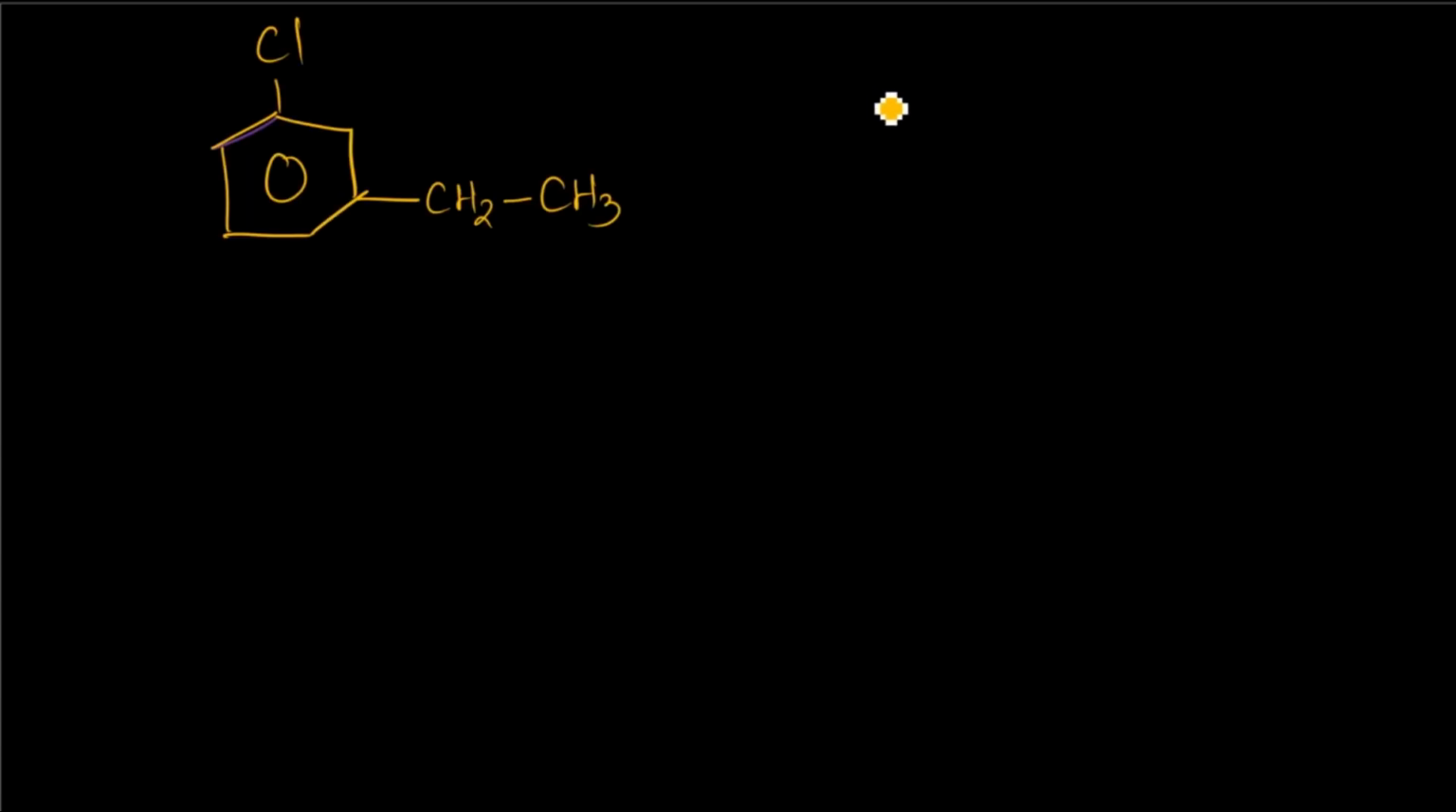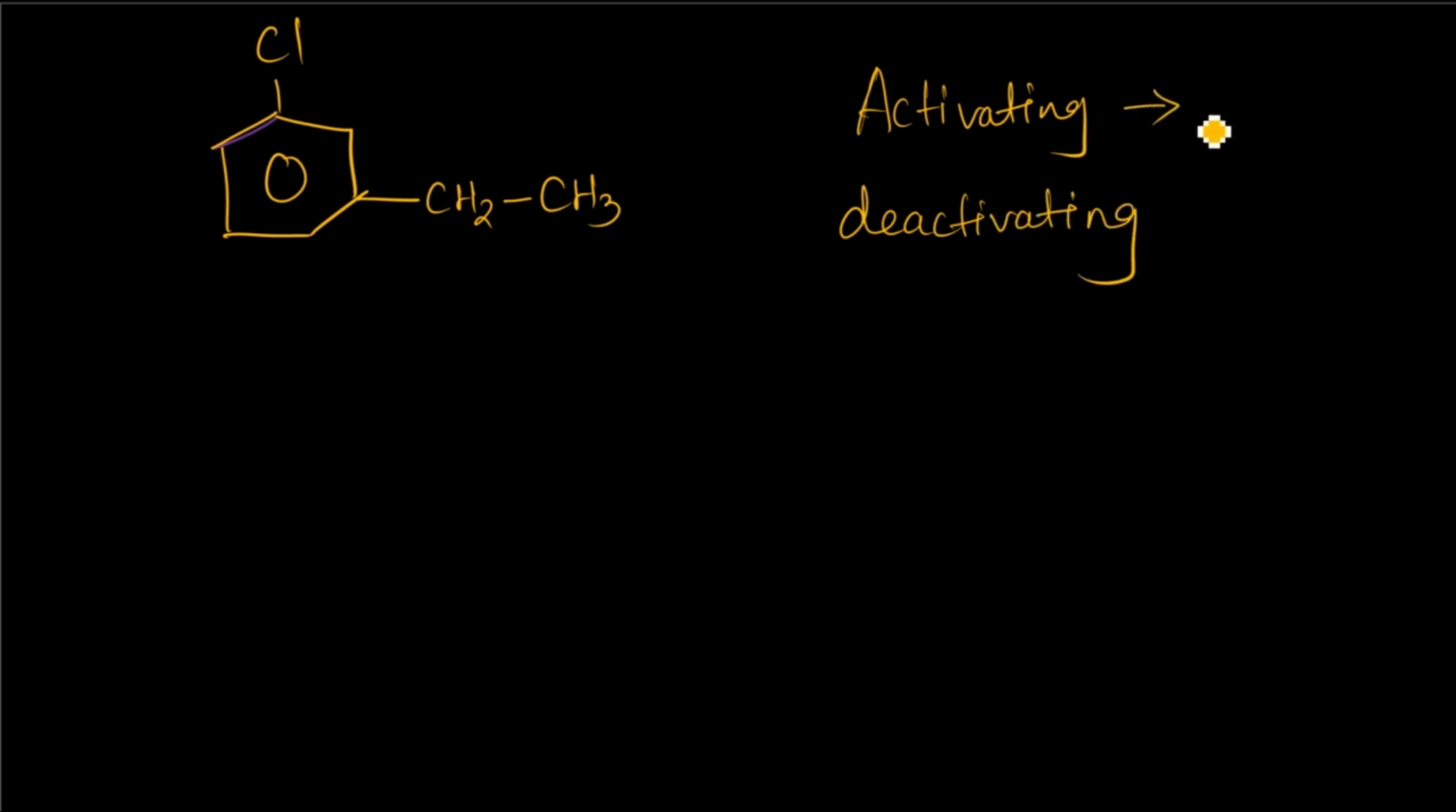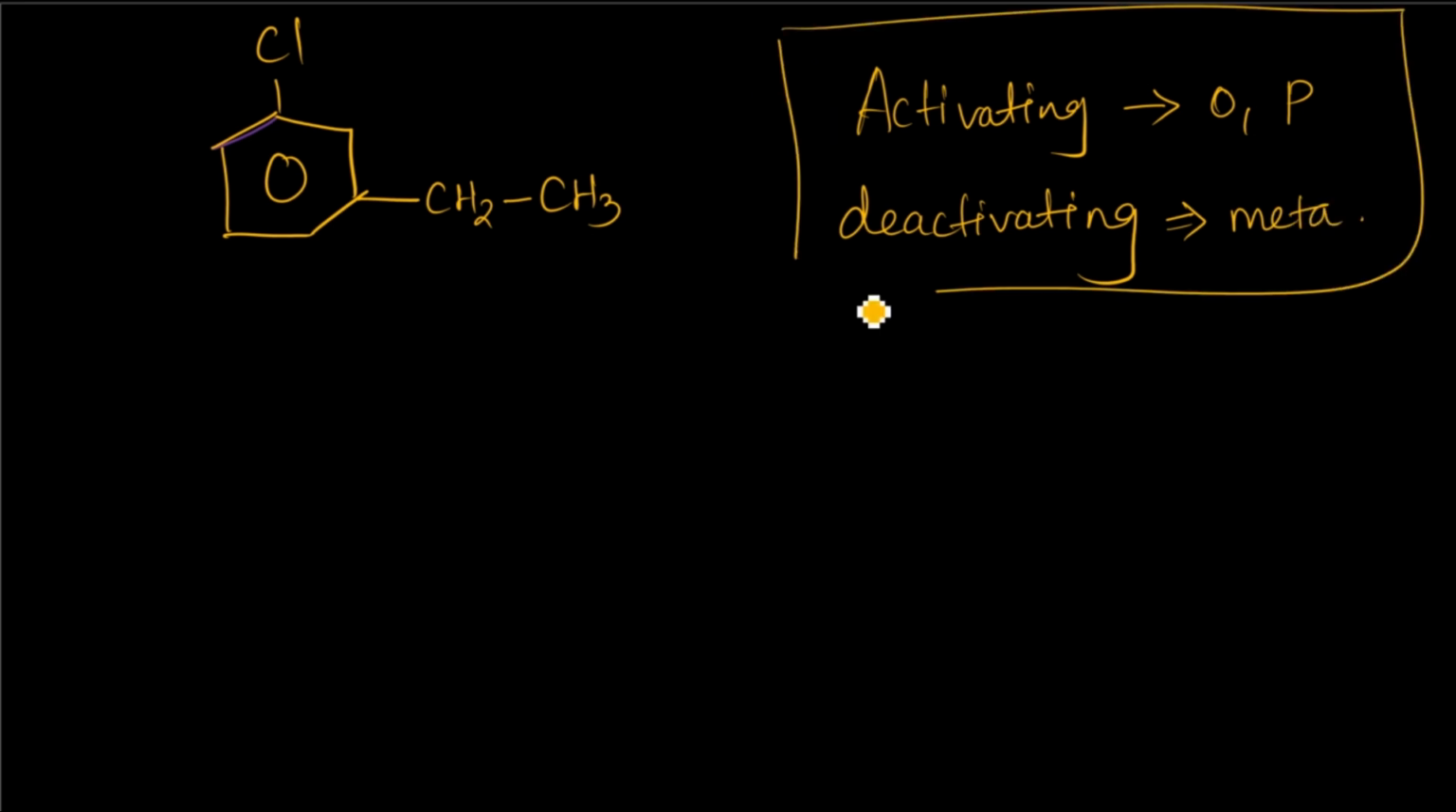The first one is activating group and deactivating group, right? So the activating ones will direct the incoming electrophile to ortho and para positions, and deactivating groups will direct it to meta position. So that is our principle. Which is activating and which is deactivating, you already know about this, right? Activating means that we'll have an R group in it, and then NH2.